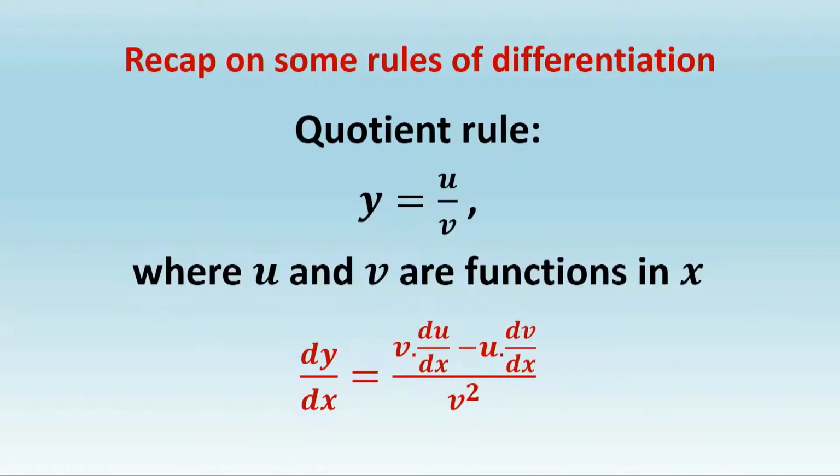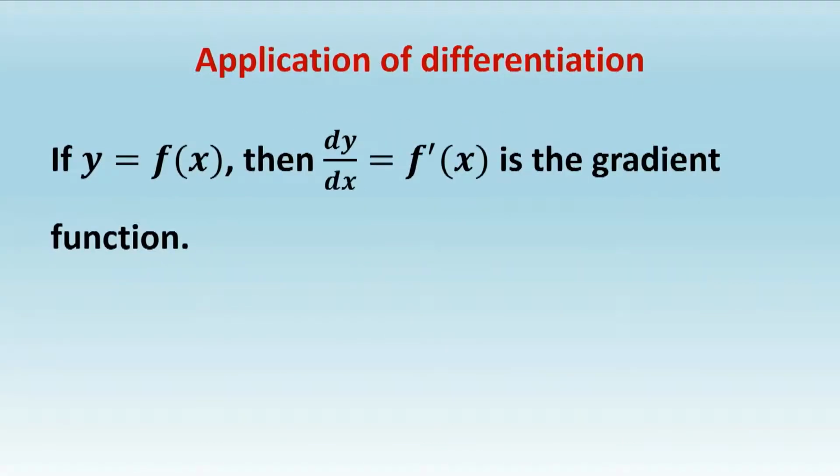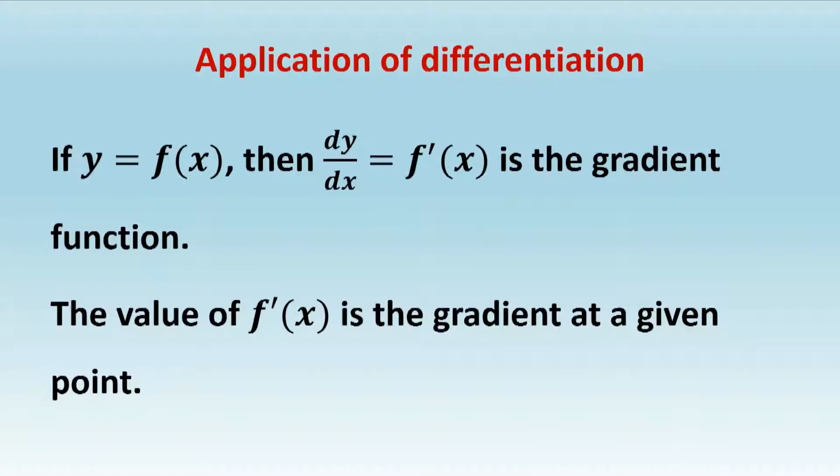Now let's apply these rules of differentiation to calculate the gradient at a given point. If y is equal to f of x, then dy by dx, equal to f dash of x, is the gradient function. The value of f dash of x is the gradient at a given point. That is, to calculate the gradient at a given point, we need to substitute the value of x at that point in the gradient function. Let's apply this to some examples.